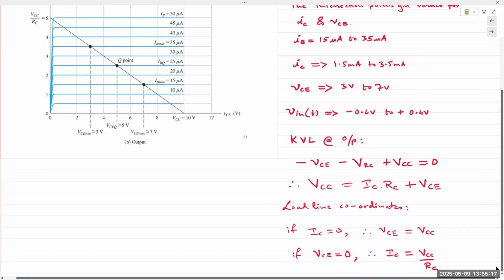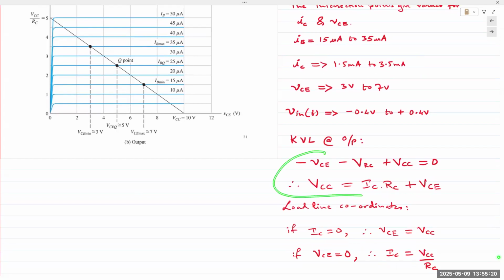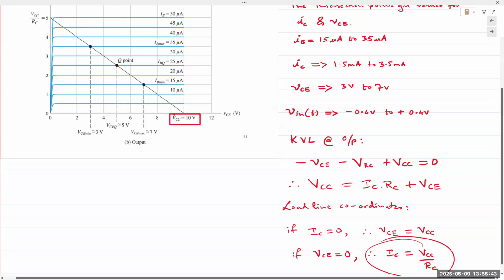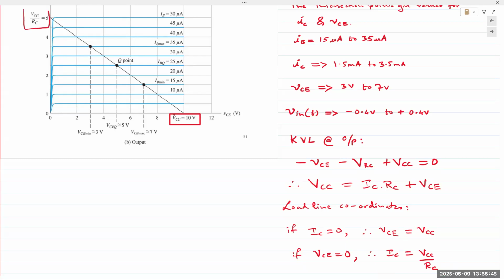If you apply KVL at the output, we have our standard expression: VCE is equal to VCC minus ICRC. Plot the load line. We just need to plot one load line. If IC is equal to 0, we get VCE is equal to VCC, which is 10 volts, right here. And then if VCE is equal to 0, then IC is VCC divided by RC, and that is this point up there. When we join those 2 points, we obtain our load line on the output side.